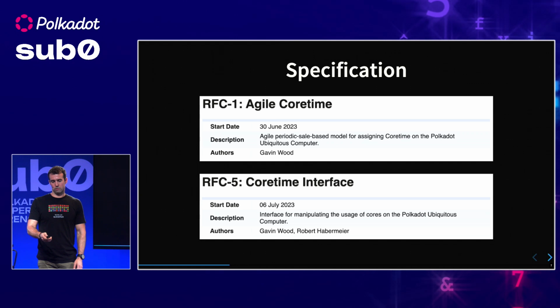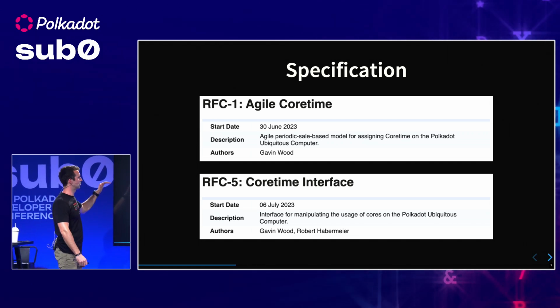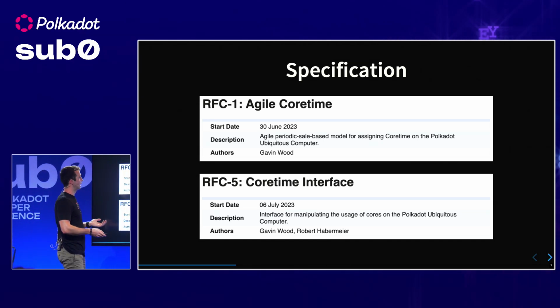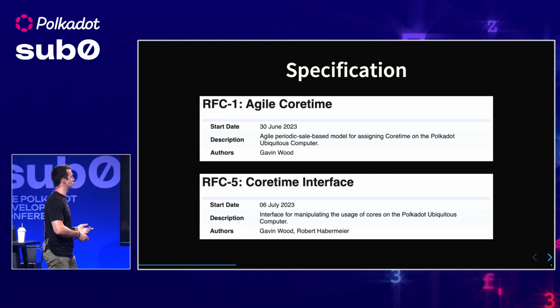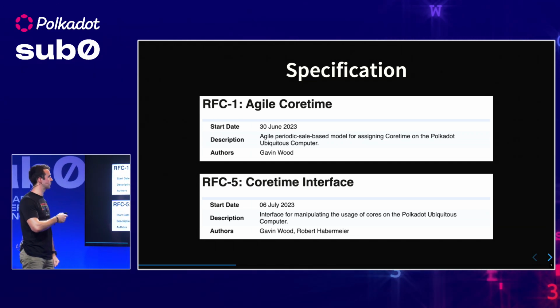So going on to the specification, I've put up the two accepted specs via RFC. We got the Agile Coretime RFC by Gavin Wood, whose description is: Agile periodic scale-based model for assigning core time on the Polkadot ubiquitous computer.